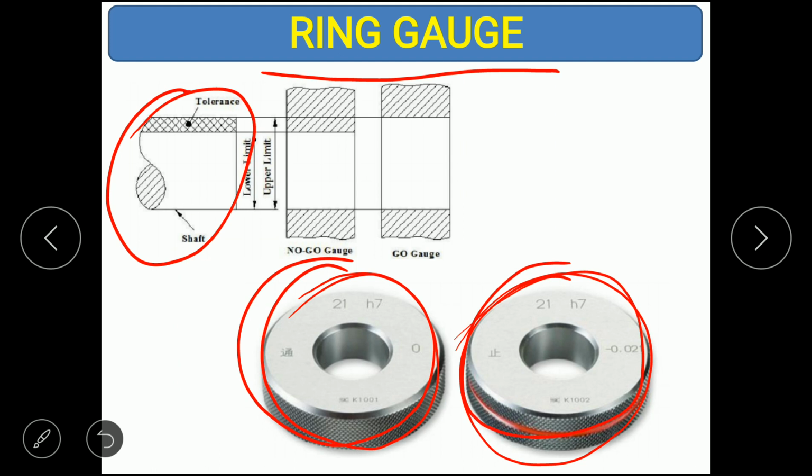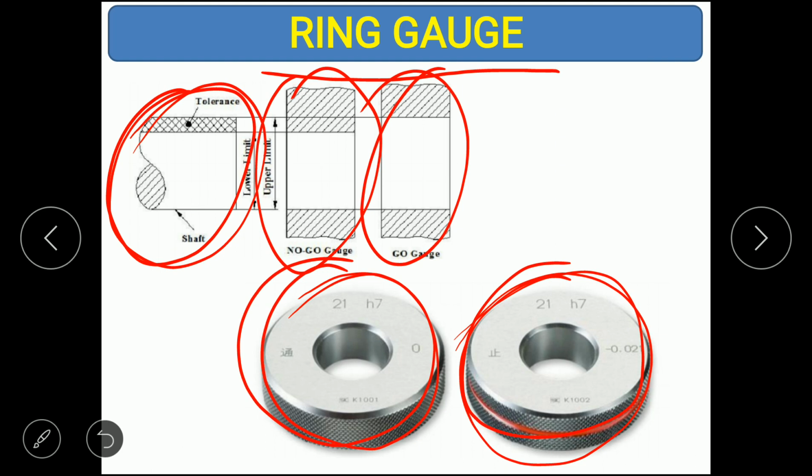So here you can see the shaft. This is the ring gauge. So it is a no go gauge and it is a go gauge. Go gauge means, when you insert this onto the shaft, it should go, it should pass over the shaft. So that means the shaft size is within the maximum material condition.